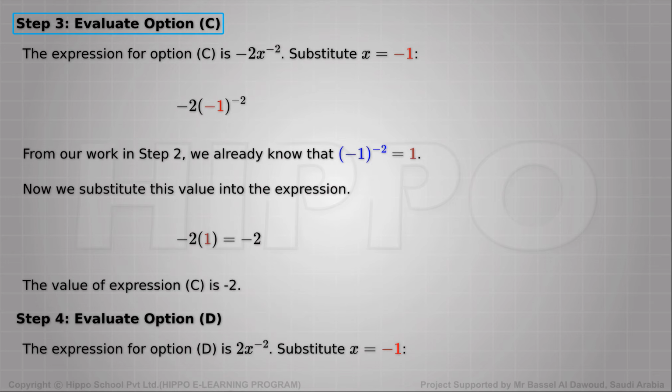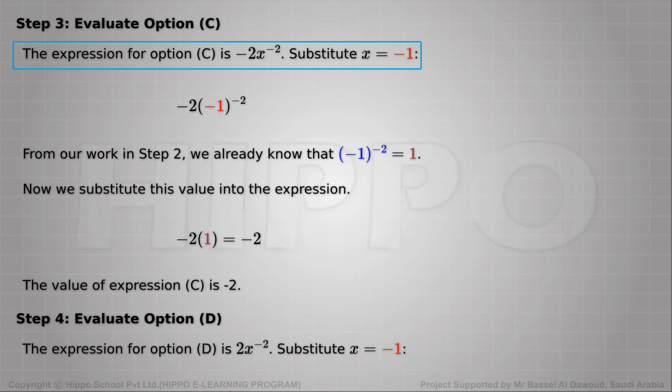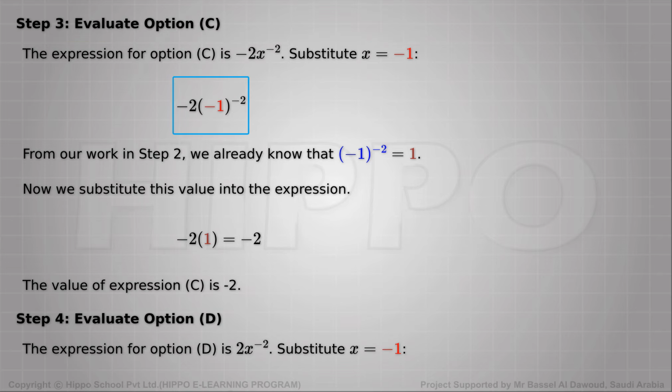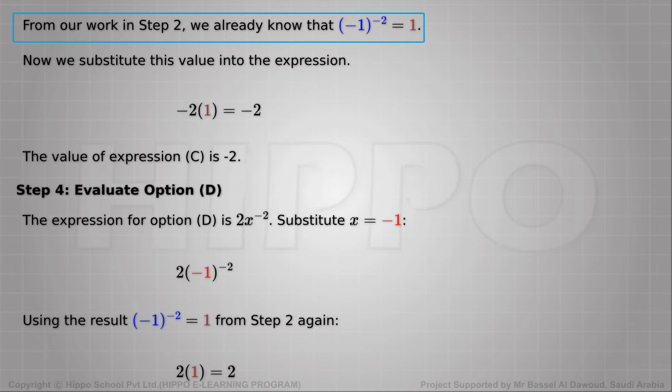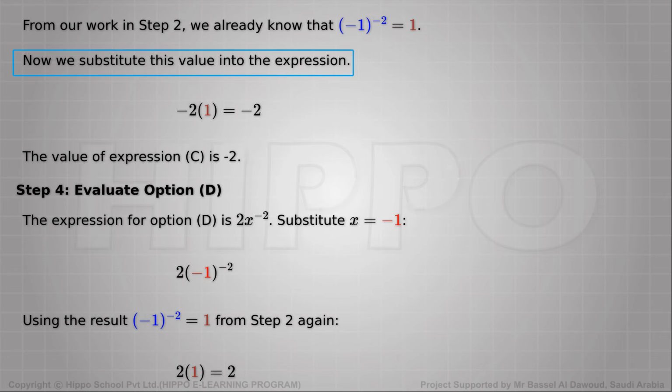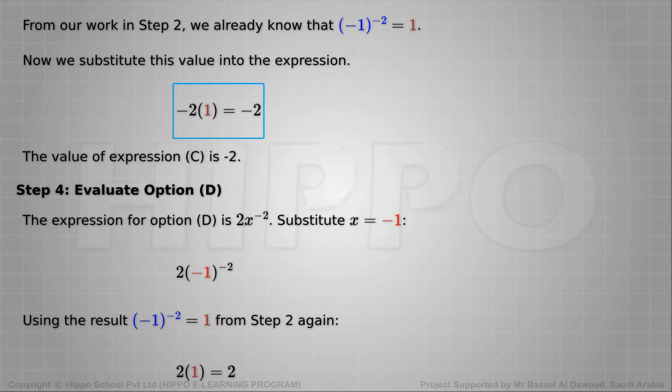Now for option C. The expression here is -2 times x to the power of -2. Substituting x equals -1, we get -2 times, open parentheses, -1, close parentheses, to the power of -2. We can save some time here. From the previous step, we already calculated that -1 to the power of -2 is equal to 1. So we can just substitute that value in. The expression becomes -2 times 1, which is simply -2. The value for option C is -2.